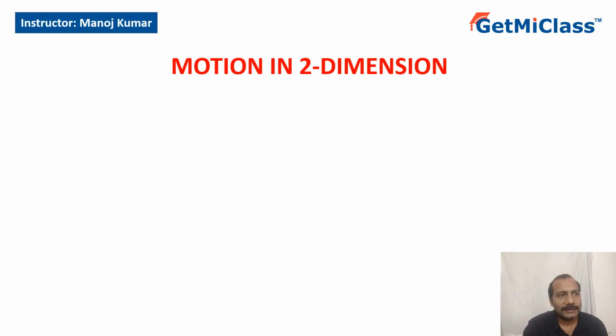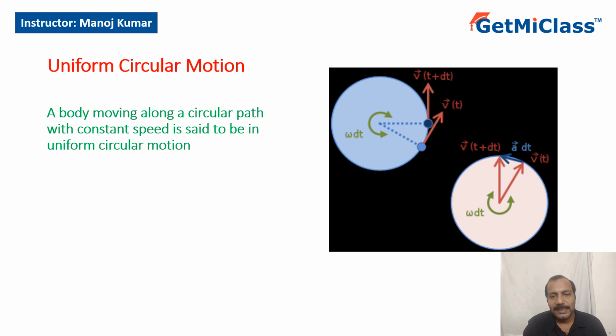Hello students. In this video we are going to look at the next and the last topic of motion in two dimension, that is circular motion. A body is said to be in circular motion if it moves along a circular path. The circular motion is classified into two categories, that is uniform circular motion and non-uniform circular motion.